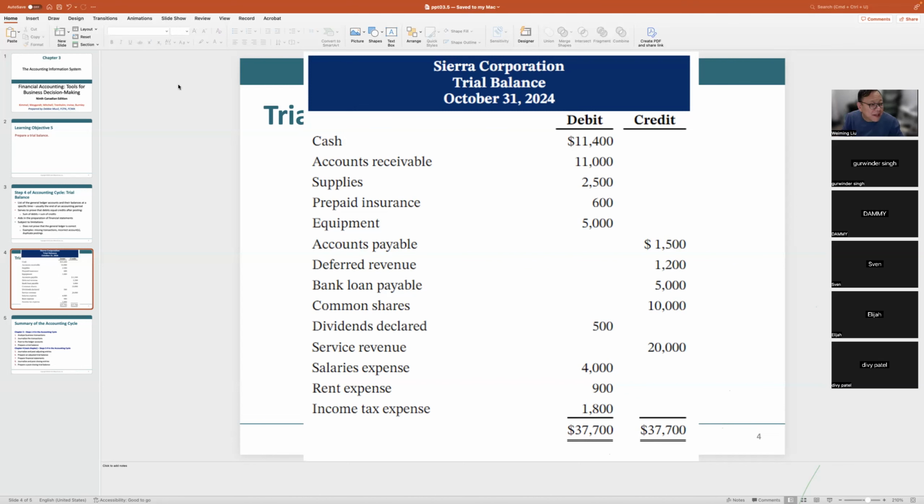The question from Randeep is, so making a trial balance actually helps us make sure that we are doing it right. You are very right, exactly. This trial balance gives us a chance to check whether my total debit equals my total credit. And this is the basis for us to prepare financial statements.